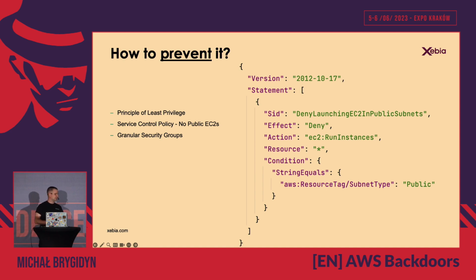And to prevent people from running instances in public subnets, you can add tags to all your public subnets, like subnet type public, and then the SCP will prevent them from running instances in any subnet tagged with subnet type public. It's not a perfect solution because they can just remove the tag and it's not tagged public anymore, so they can just run the instance then.